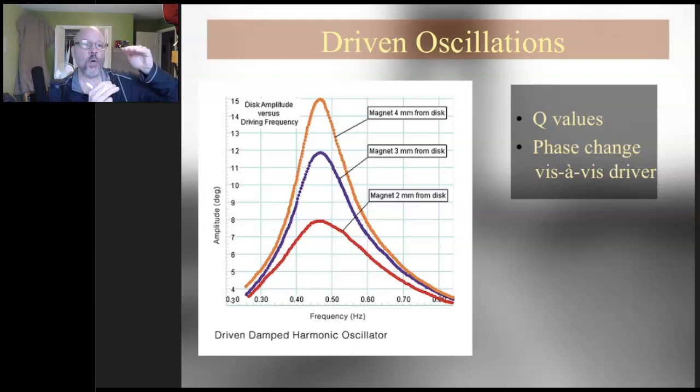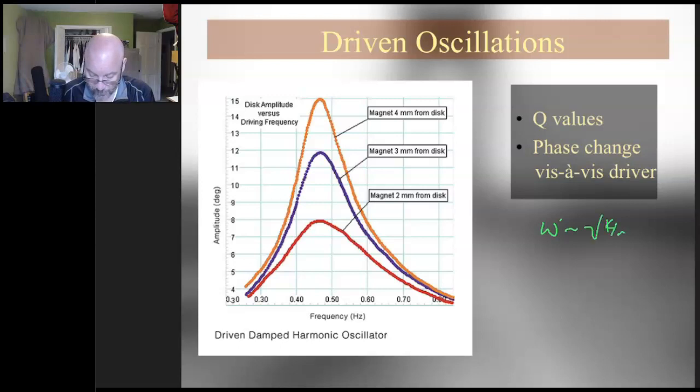Now, you know that if you're not driving it, if you're not forcing it to keep going, boom, boom, boom, boom, boom, it's going to oscillate on its own with a particular frequency. Let's call that frequency omega. I'm going to call it omega prime. It's basically the square root of k over m.